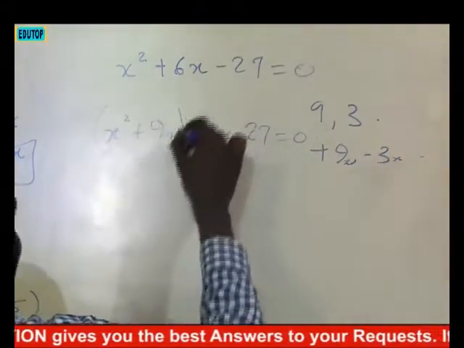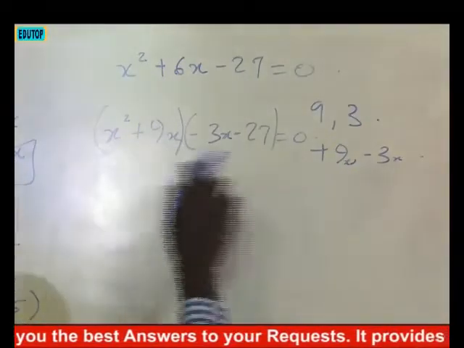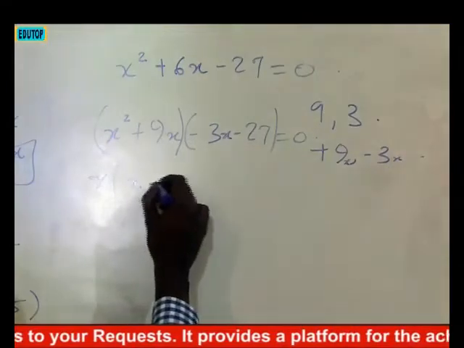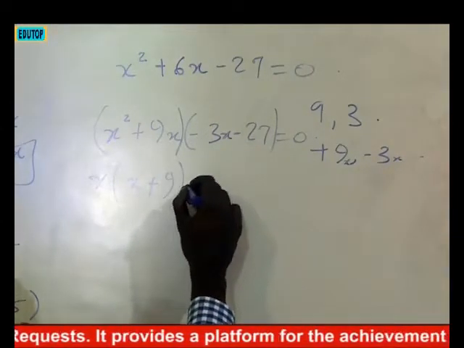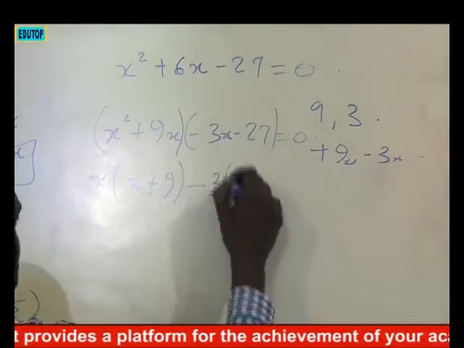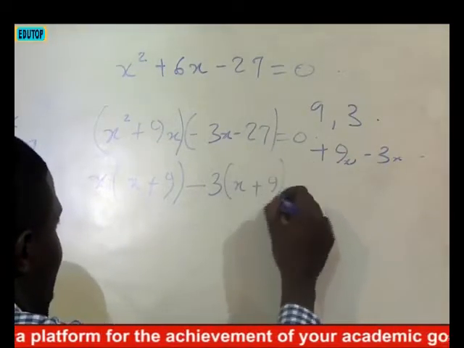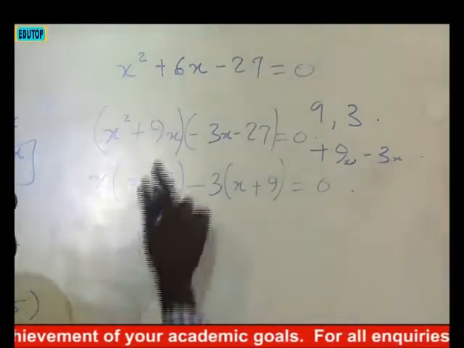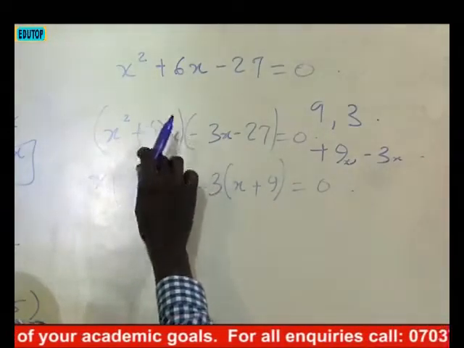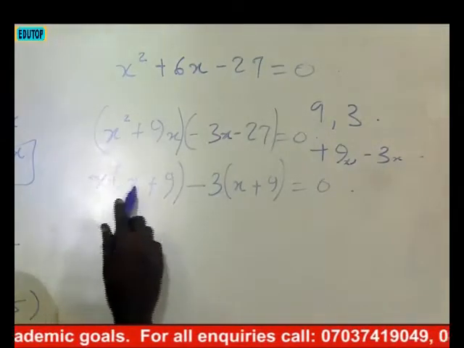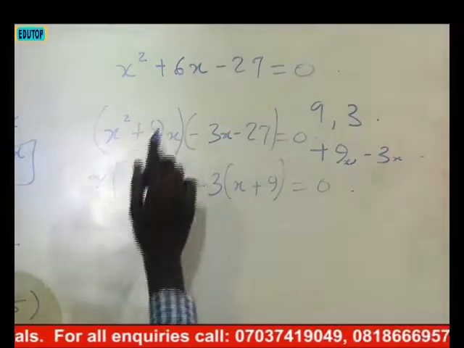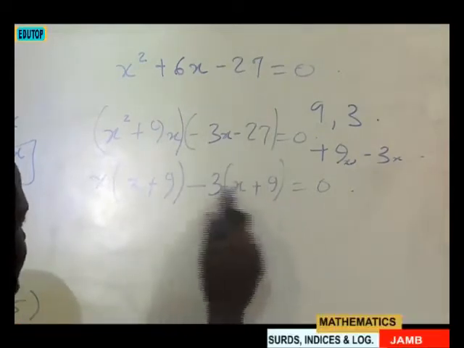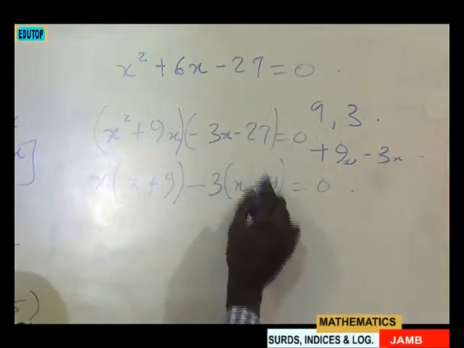So in this situation, I dissect what I have. So it looks like this. What is common here? X is common. So x will be left plus what? 9. Minus what is common here? 3 is common. X plus 9. In this situation, it should be noted that if you open up this bracket, it must give you your starting material. So x times x, x squared. X times 9, 9x. Minus 3 times x, minus 3x. Minus 3 times plus 9. Minus times plus, minus. 3 times 9, 27.